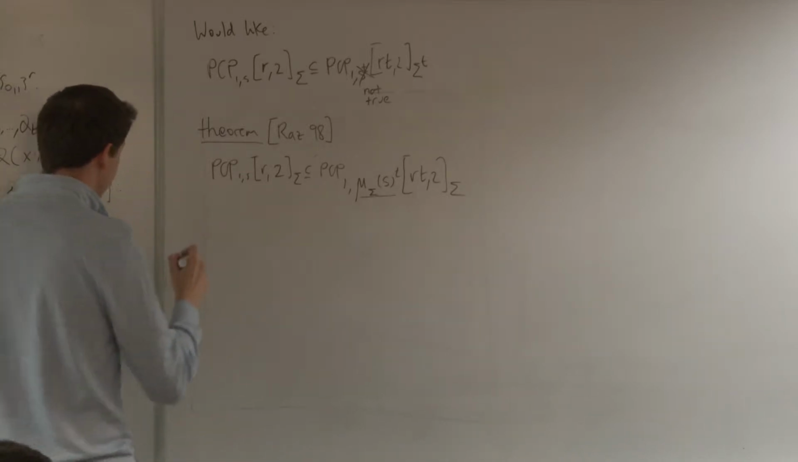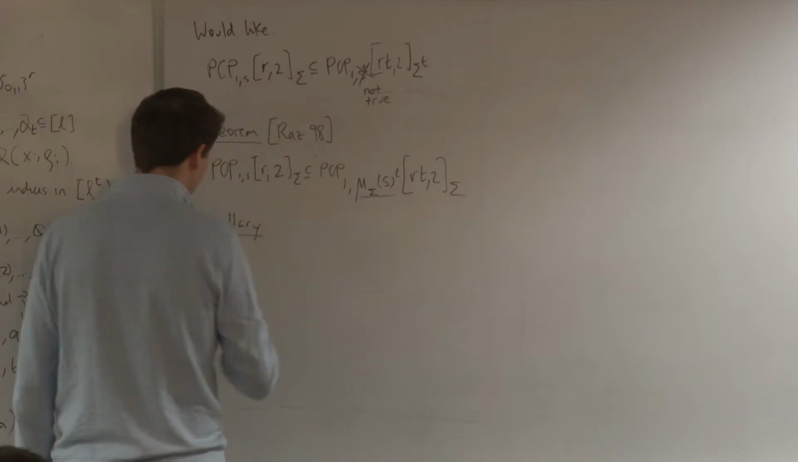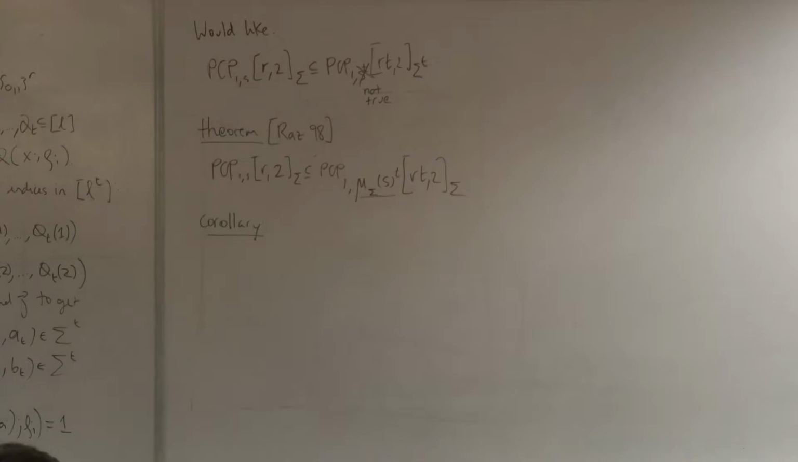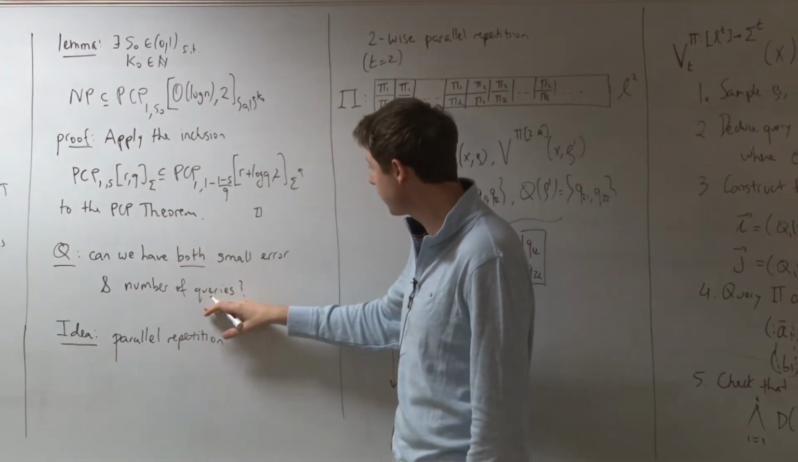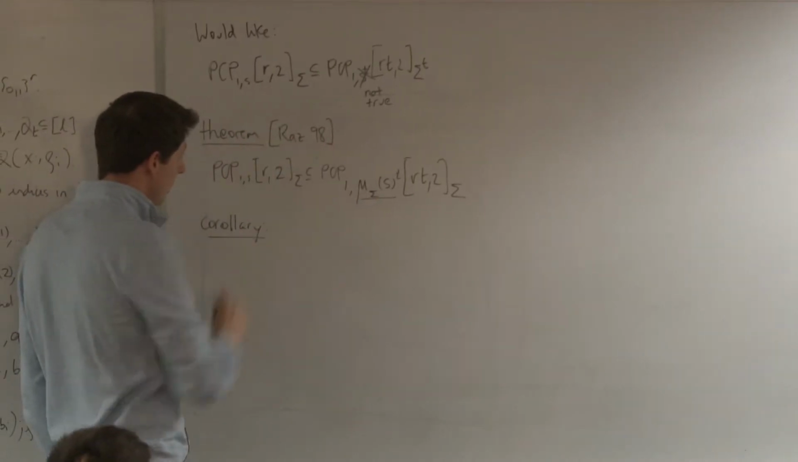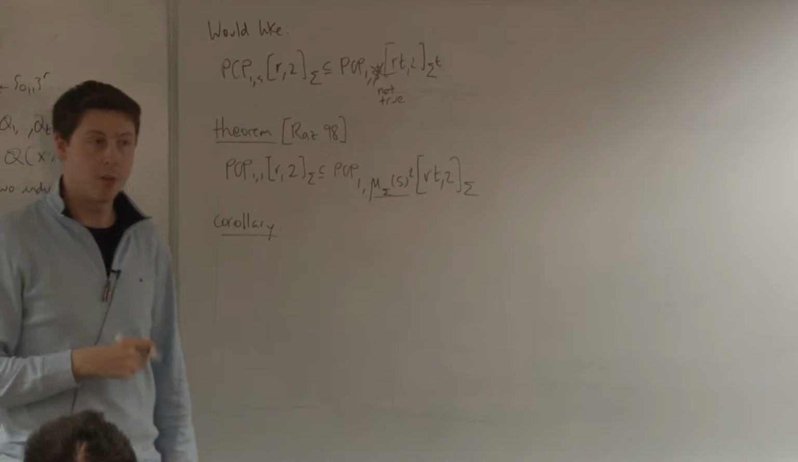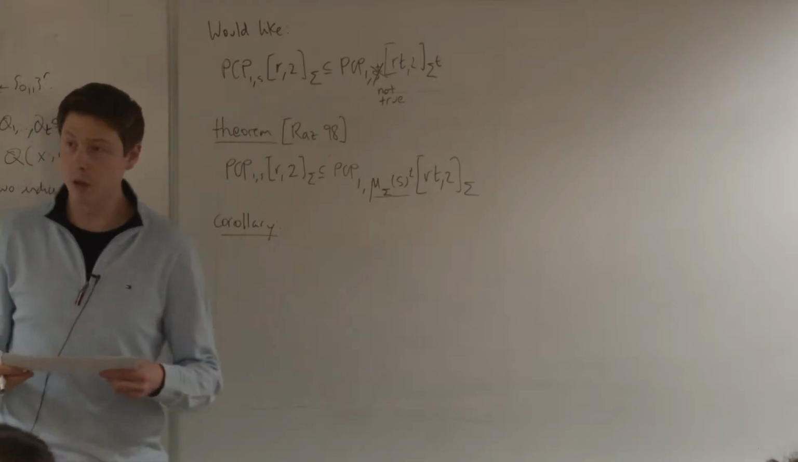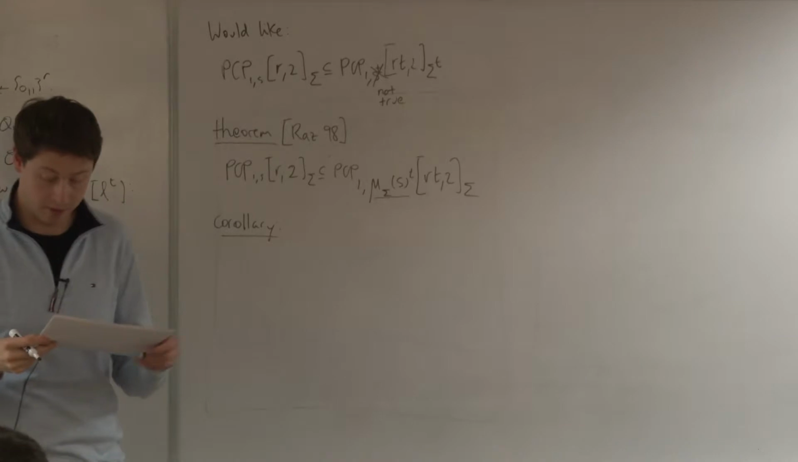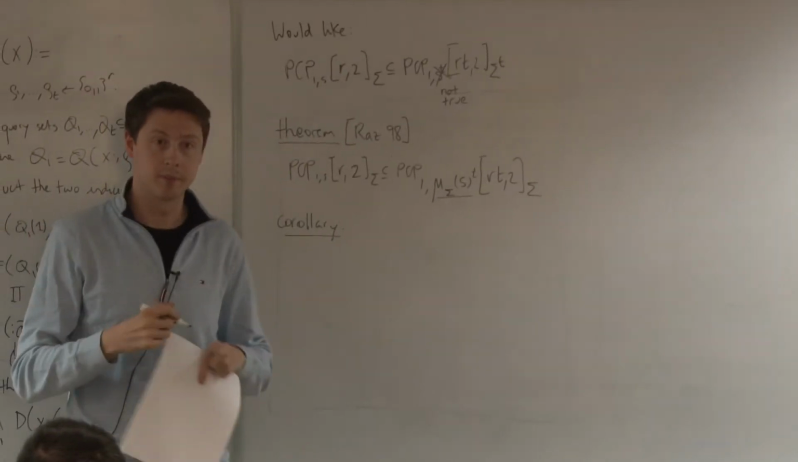But before we get there, let's try to work out the implications to the question that we asked here. We asked, is it possible to have both small error and number of queries? Okay? So what is it that such a theorem lets us assert? Can we talk about a two-query PCP theorem with small soundness error? And how do we do that? Like, how small of a soundness error can I expect with two queries?